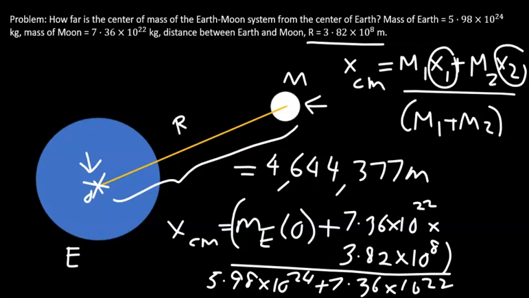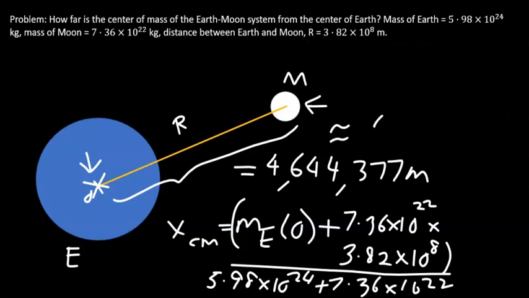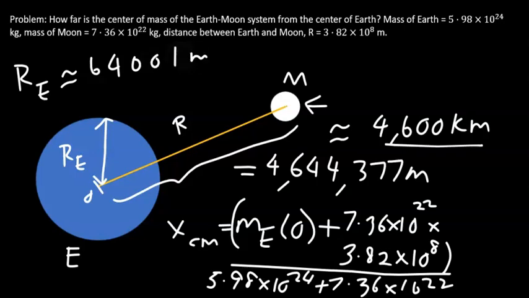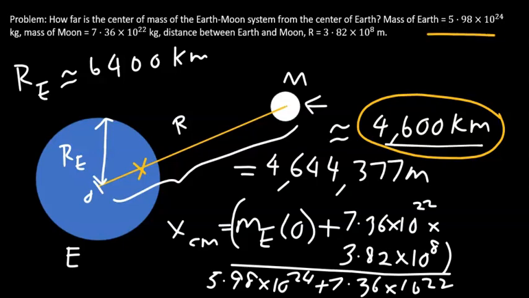which will give you 4,644,377 meters, which can be rounded to 4,600 kilometers. We note that since the radius of Earth itself is about 6,400 kilometers, this position of the center of mass of the system is below the surface of the Earth, say somewhere there. And this is simply because the mass of the Earth is much, much larger than the mass of the Moon.